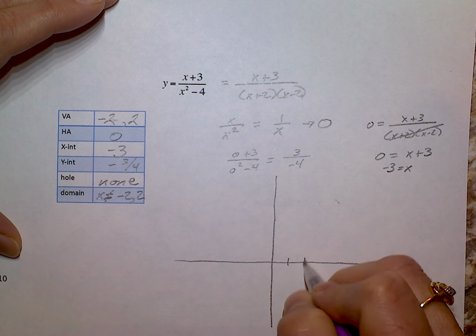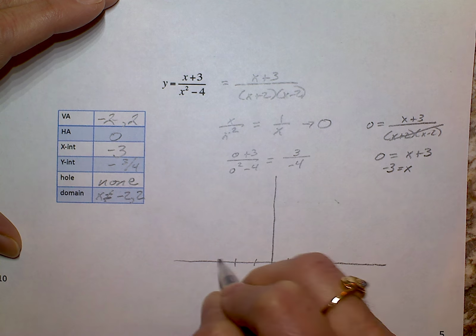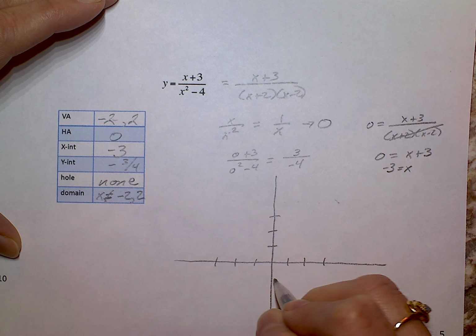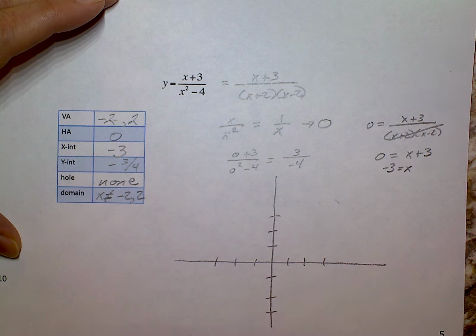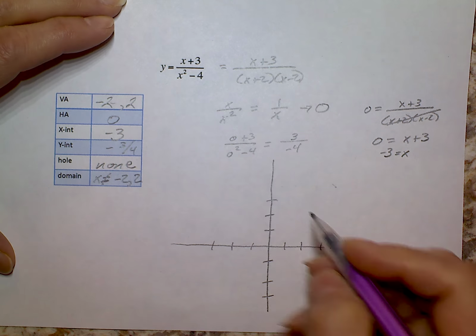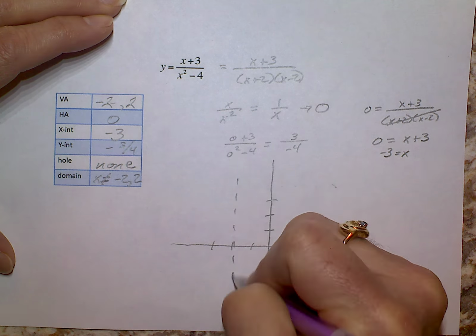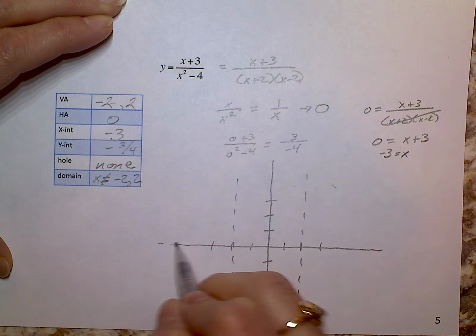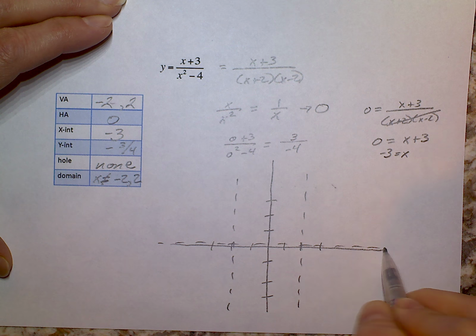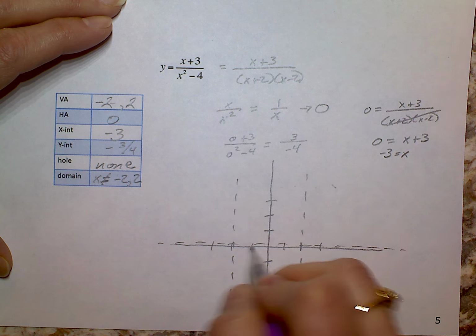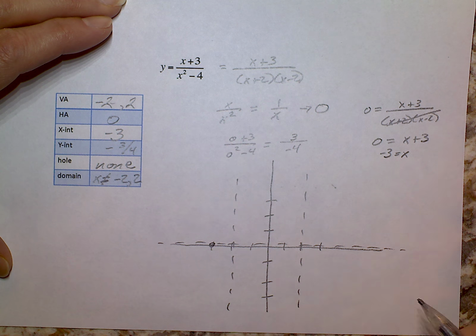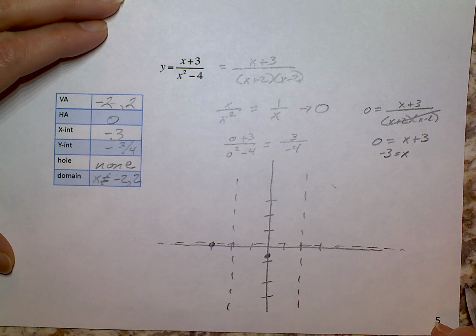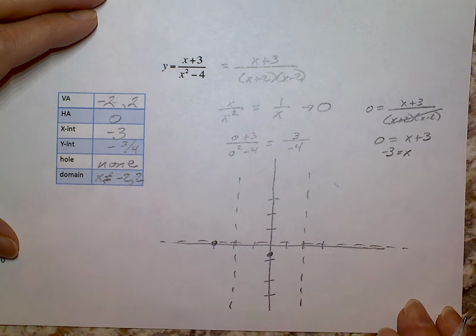Sometimes these with 2 vertical asymptotes are a little bit more mysterious than the others. So we may have to grab a calculator to help us out with this, okay? Let's check it out. The vertical asymptotes at -2 and +2. The horizontal at 0. Okay, x-intercept at -3. The y-intercept is at -3/4. And that's all the information that we have. So this is not a lot of information.